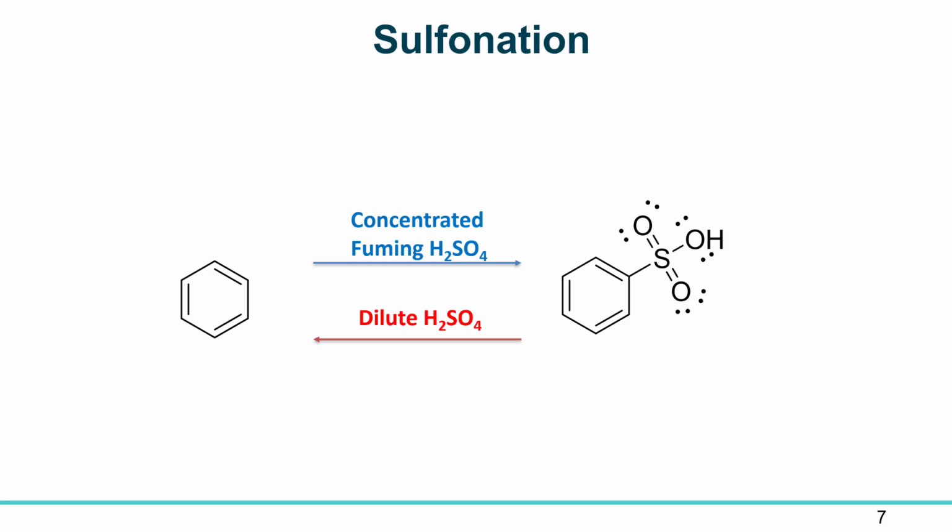The spontaneity of the sulfonation reaction depends on the concentration. The equilibrium favors the sulfonation product when concentrated fuming sulfuric acid is used. However, when dilute sulfuric acid is used, the reverse reaction is favored. This makes sulfonation a useful tool to temporarily occupy one position on the aromatic ring.